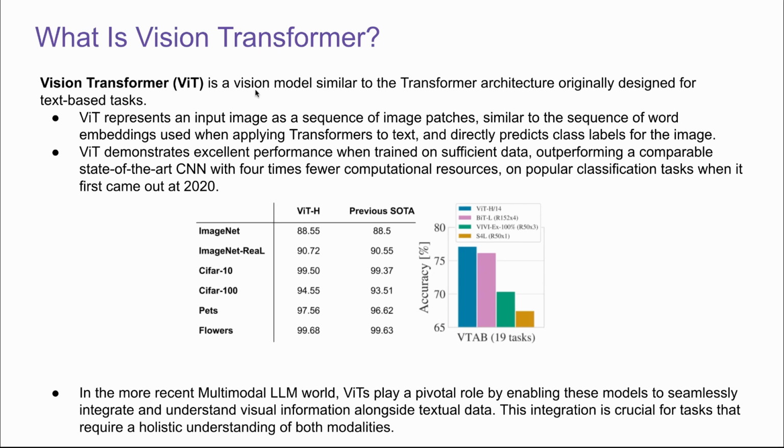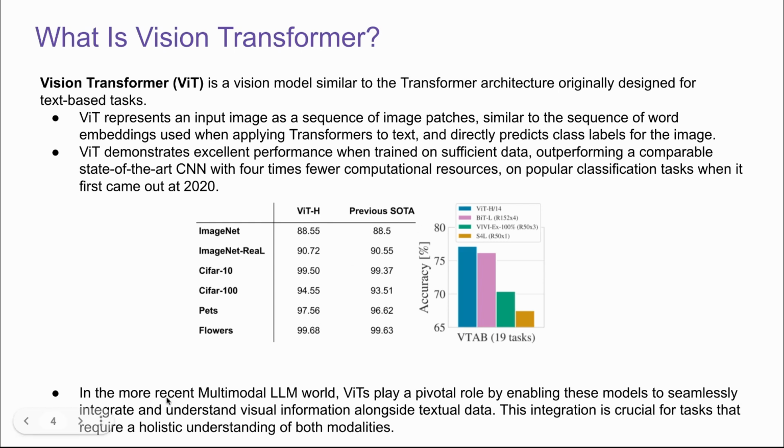To summarize, Vision Transformer is a vision model similar to the transformer architecture originally designed for text-based tasks. ViT represents an input image as a sequence of image patches, similar to the sequence of word embeddings used when applying transformer to text, and directly predicts the class label for the image when used for image classification. ViT demonstrates excellent performance when trained on sufficient data, outperforming a comparable state-of-the-art CNN with 4 times fewer computational resources on popular classification tasks when it first came out in 2020. This is the comparison. The previous SOTA CNN has this score on all these image-related tasks, and this is ViT. It all surpasses the CNN.